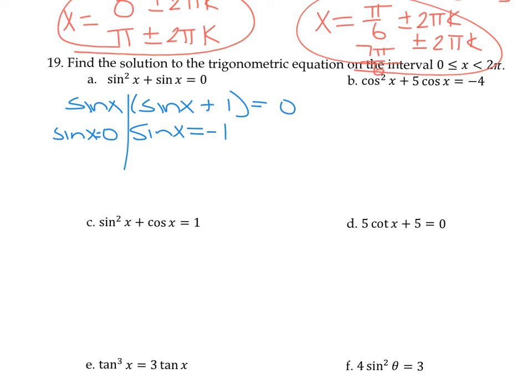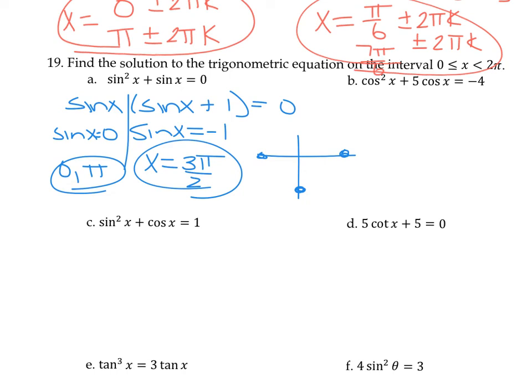So on a unit circle, when is sine 0? Sine is 0, so y is 0 here and here. So that's at 0 and pi. So those are two solutions. And when is sine equal to -1? That's down there. So x also equals 3 pi over 2.